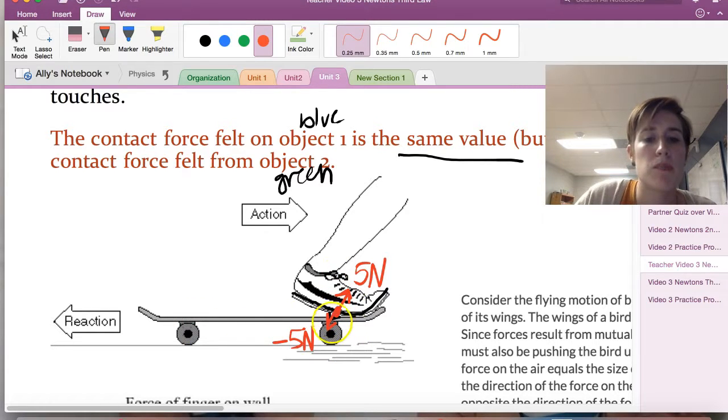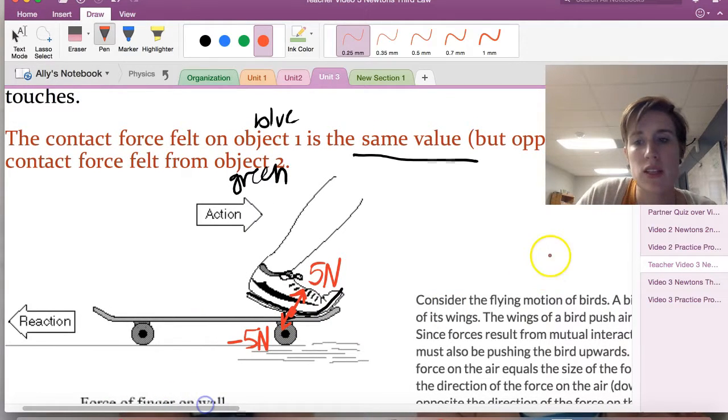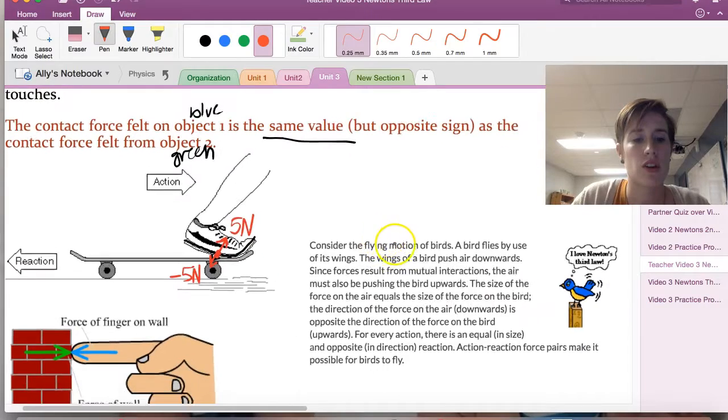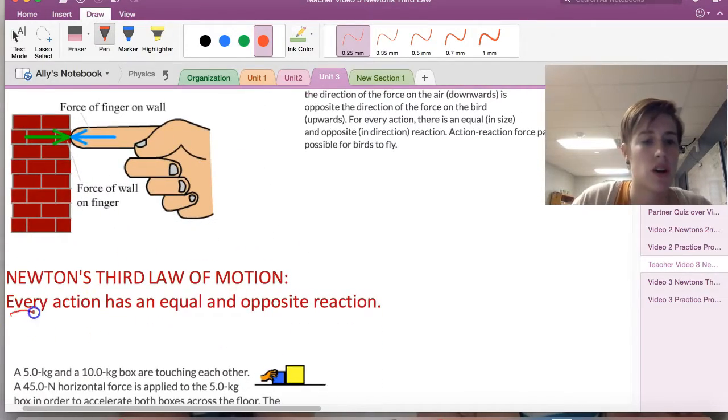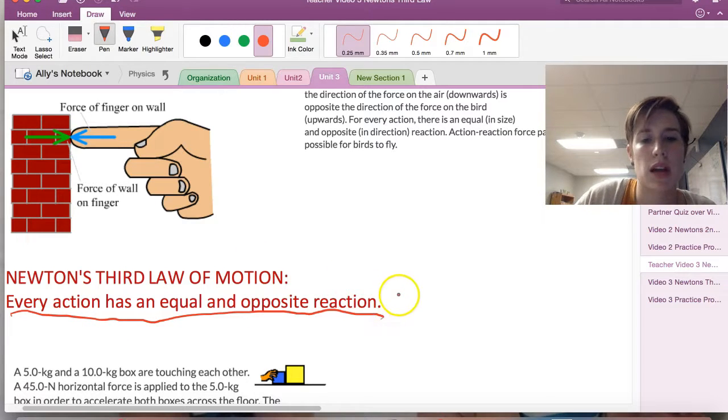When the shoe pushes back and the skateboard pushes forward, it actually causes the skateboard to move. This is what is called Newton's third law. So let me come down here and show you our definition. It means every action has an equal and opposite reaction. That's what we're talking about here. The contact force in one direction is equal to the contact force in the other direction, like right here.